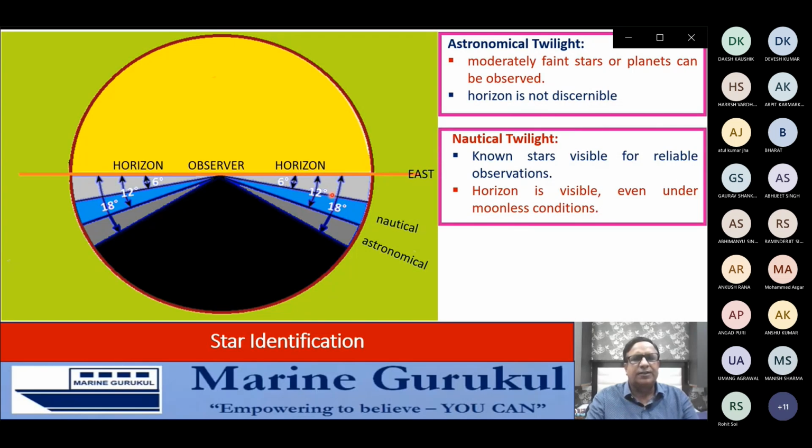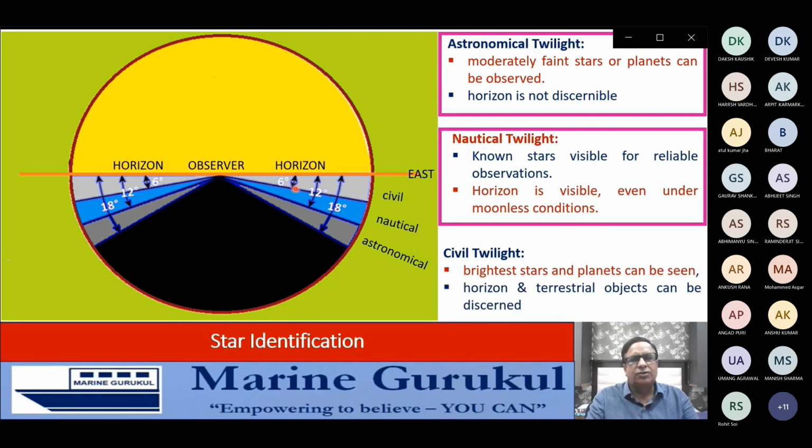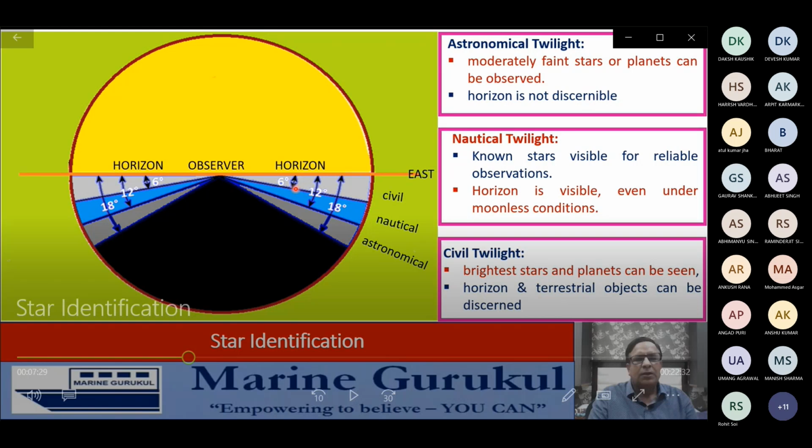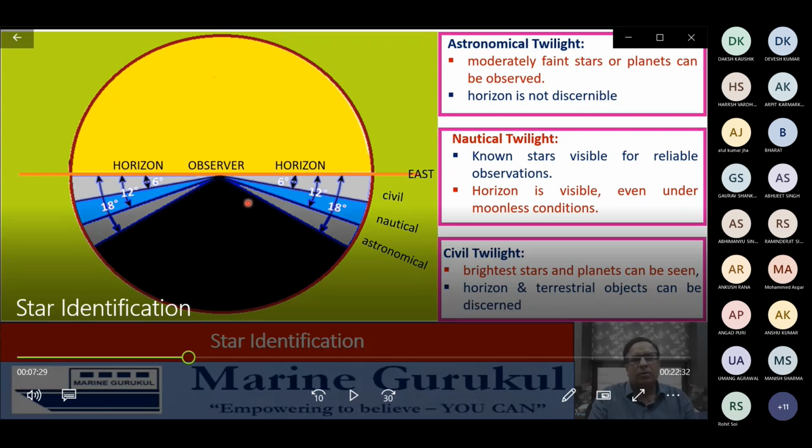Now, when the sun center reaches 6 degrees below the horizon, that is the beginning of the civil twilight. During civil twilight, only the bright or very bright stars and planets can be seen because the light has further improved. Horizon is not an issue because that becomes even more clear. So during the civil twilight period, if the stars or planets are visible in the sky, they can be very conveniently used for taking observations. Now, beta, is this clear up to here?